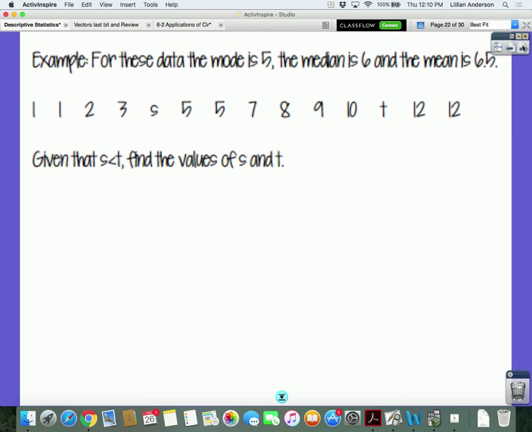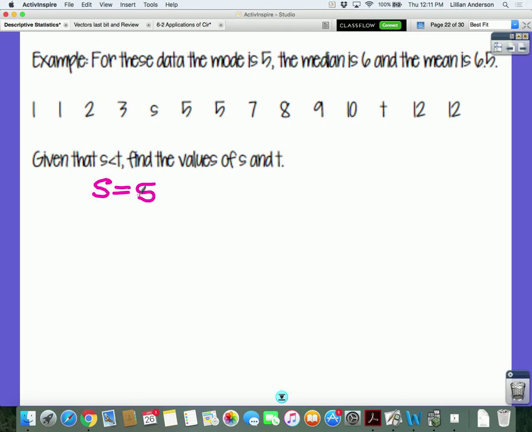It says S has to be less than T. It might be a little easier to find S first. What do you think S is? 5. S would have to be 5 because if the mode is 5, that means that 5 has to be the one that shows up the most. So S is 5. Now we have to find T.